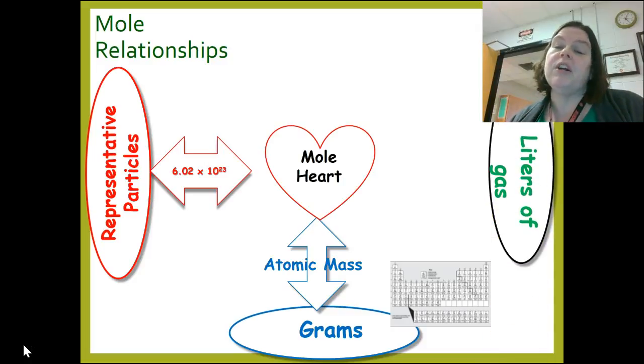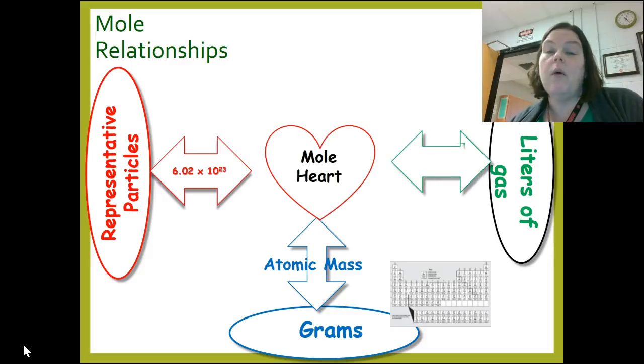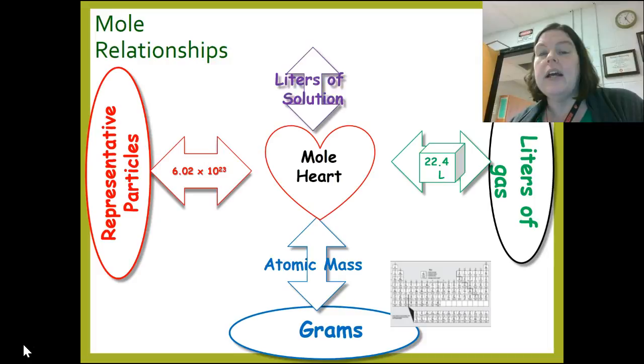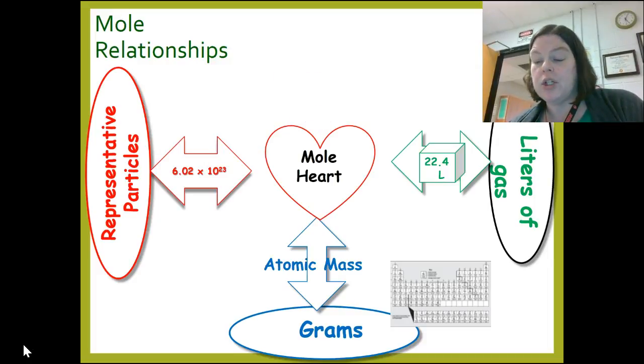One relationship is for gases only, and it is liters of gas. So what we have is 22.4 liters of gas at something called STP. STP is standard temperature and pressure. Officially, that is 25 degrees Celsius and 1 atmosphere. No, it's 0 degrees Celsius and 1 atmosphere. I'm sorry. STP for gases is 0 degrees Celsius and 1 atmosphere.